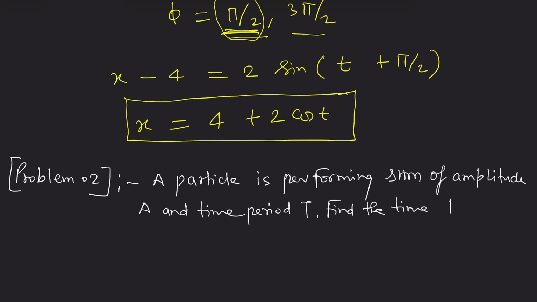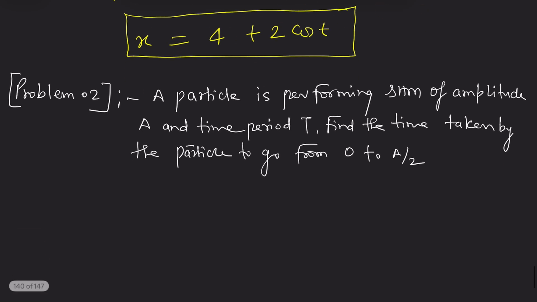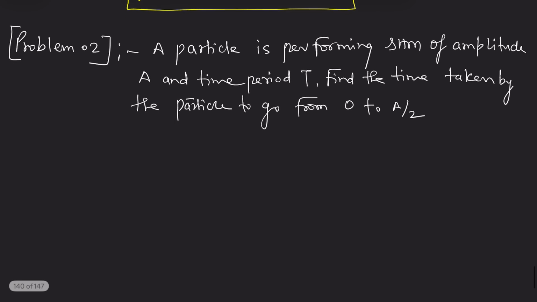Find the time taken by the particle to go from 0 to A by 2. Okay guys, so this is the question given to us, and we have to find out how much time it will take to go from 0 to A by 2. It's a very simple problem. If you want, you can pause the video and try by yourself. I'm going to solve the problem.